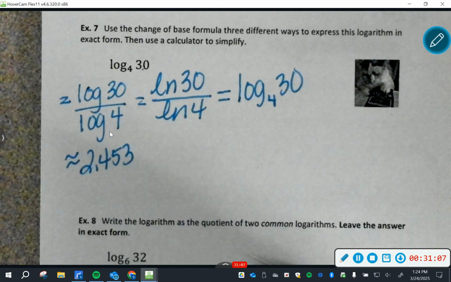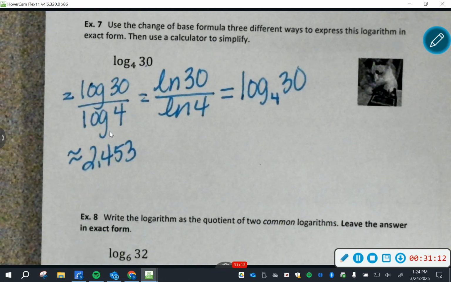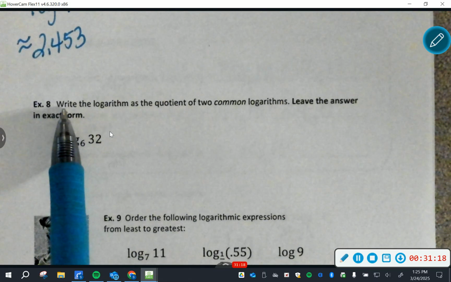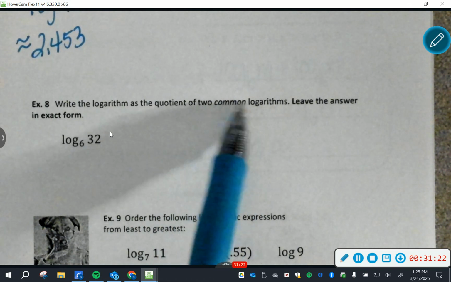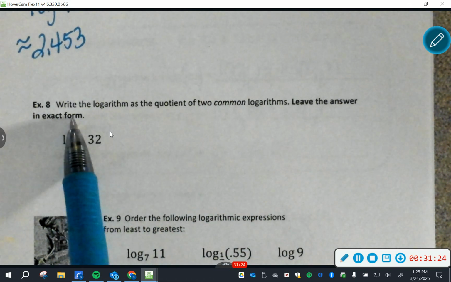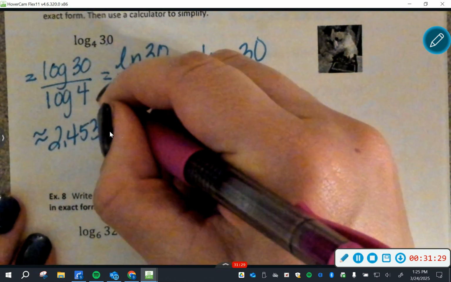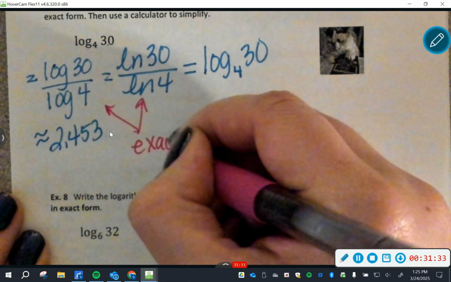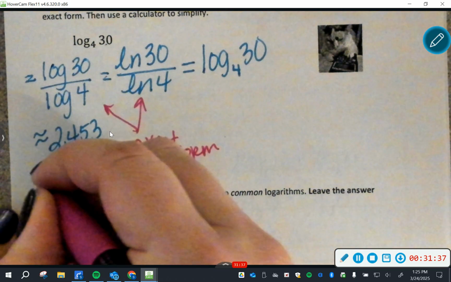Now, which way should you use? It does not matter to me, except if the directions are very specific. So if we look at number 8, write the logarithm as the quotient of 2 common logs. Leave the answer in exact form. Something I need to point out is that these are considered exact form. When you put the decimal, that is an estimate.